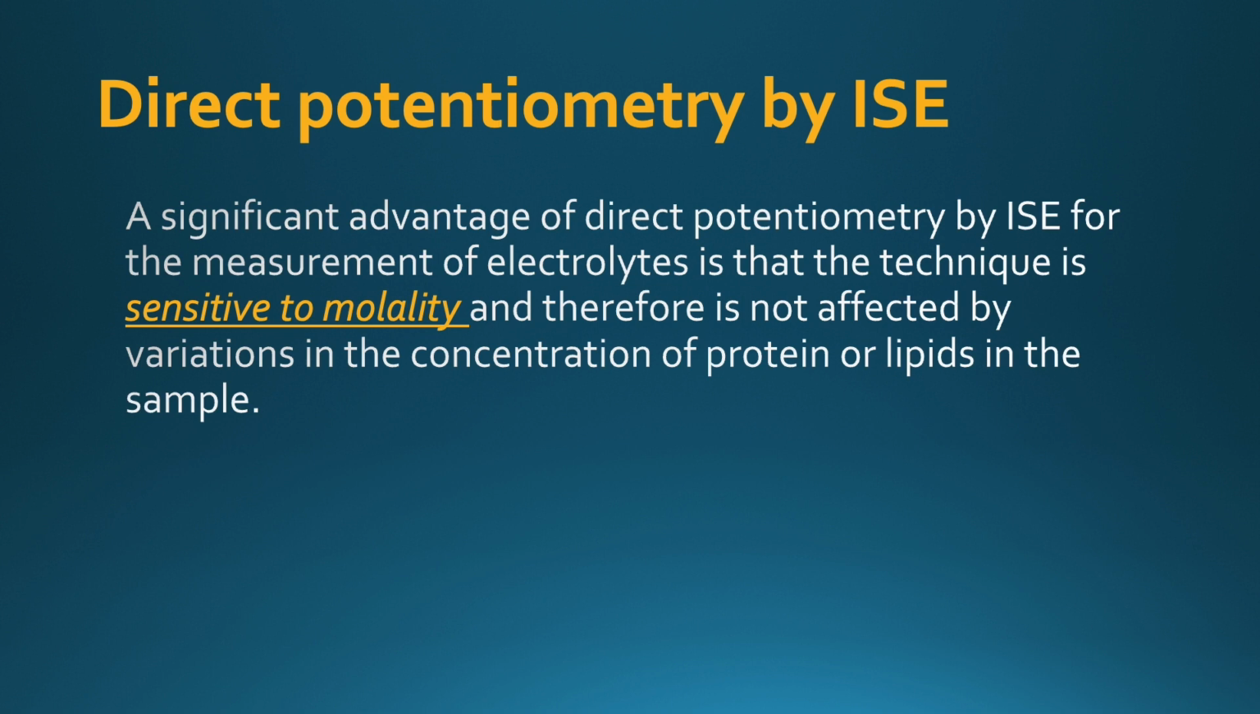Now, a significant advantage of direct potentiometry. What we talked about earlier was basically flame photometry and the indirect ion selective electrode that uses a dilution. Direct potentiometry by ion selective electrode for the measurement of electrolytes is sensitive to molality and therefore is not affected by variation in the concentration of protein or lipids in plasma.